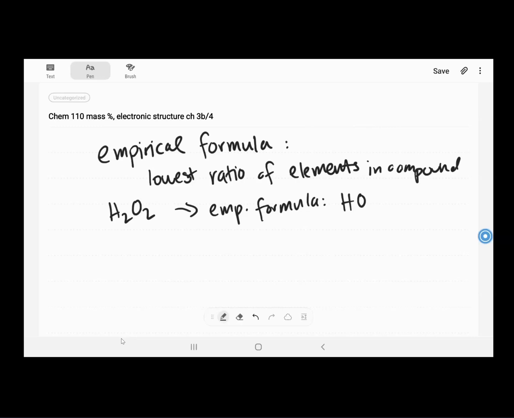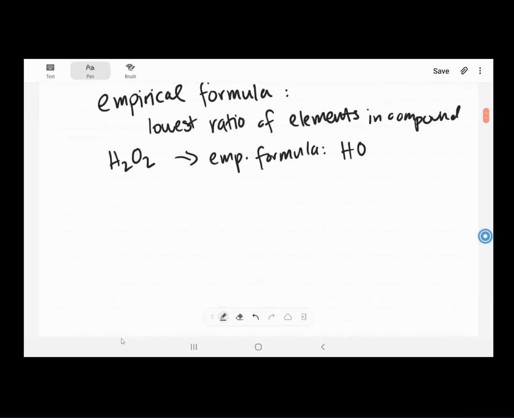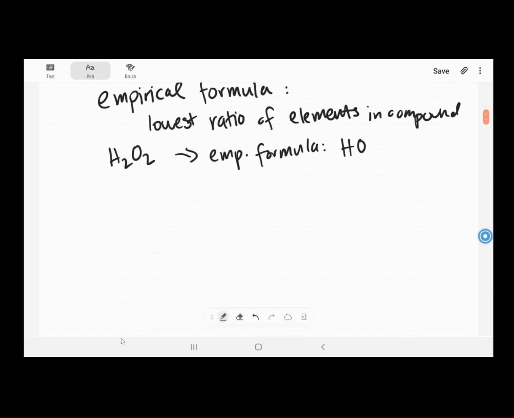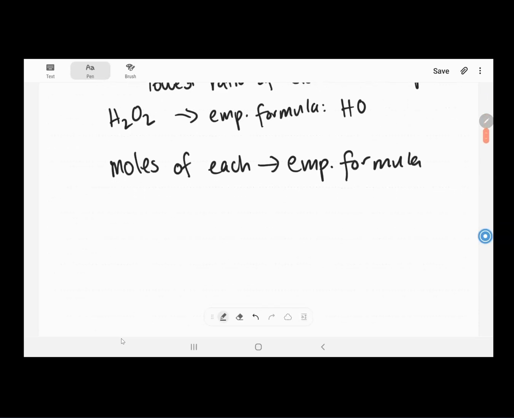Okay, so we saw that was the empirical formula. So we're going to kind of work backwards today, and then we'll practice some more with the empirical formula. So we're going to be doing the opposite process. Last time we used the moles of each to find the empirical formula. This time, we're going to try something else. We're going to investigate how to get those percents of each compound.